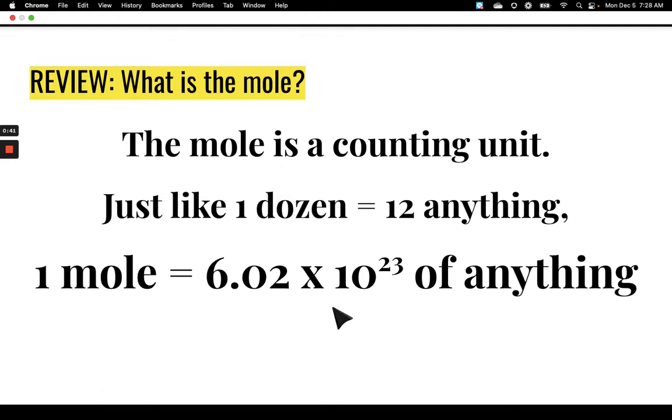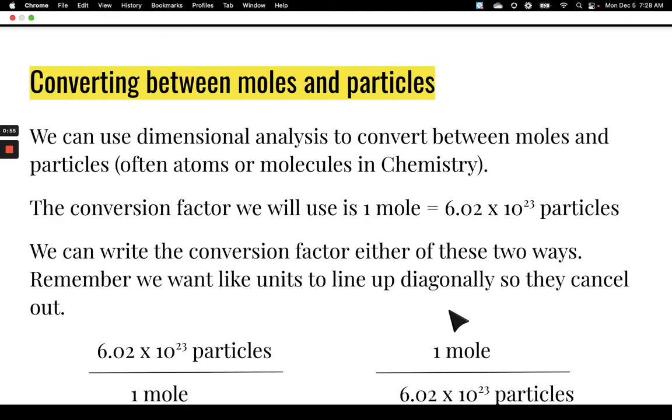Now, a mole is convenient for something that is very, very small because that group is a large number of things. And so 1 mole is very appropriate for particles. And the particles we particularly work with in chemistry are atoms and molecules. So again, converting between moles and particles, you can use dimensional analysis. The conversion factor is 1 mole equals 6.02 times 10 to the 23rd particles, and we can write our conversion factors these two ways in order to decide whether we're going to multiply or divide the given by 6.02 times 10 to the 23rd. And remember, particles can either be atoms or molecules.